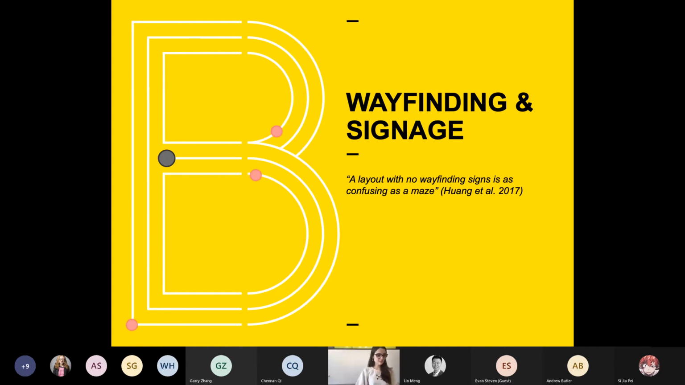So imagine going into a building, trying to navigate to your destination, but there was no signage to tell you where to go. As Huang puts it, it'd be as confusing as a maze. This induces anxiety, creates anger, and leads to a waste of time in critical situations. This spatial issue of wayfinding is encountered daily when navigating through an environment.